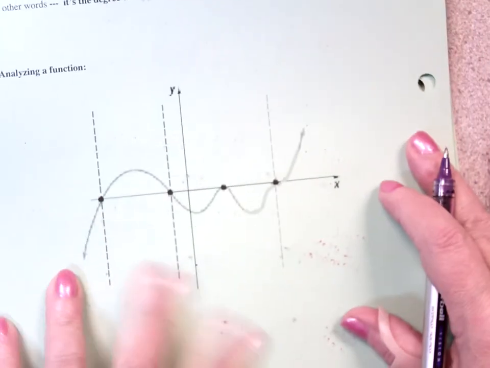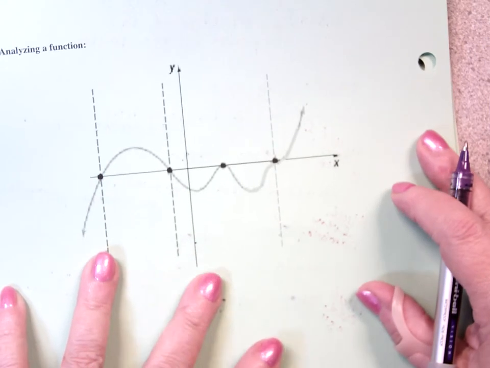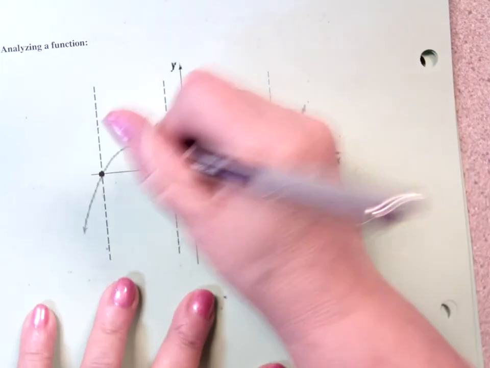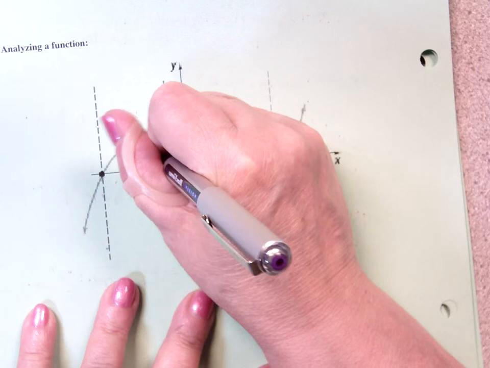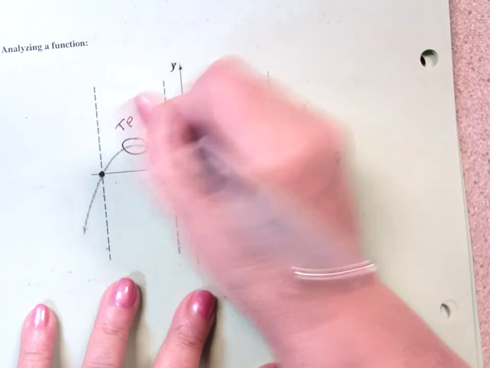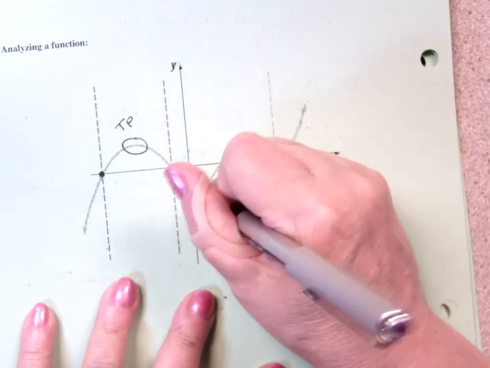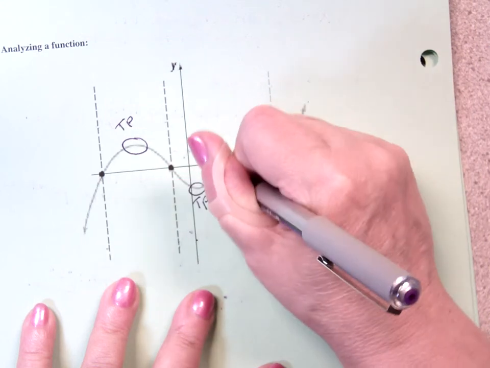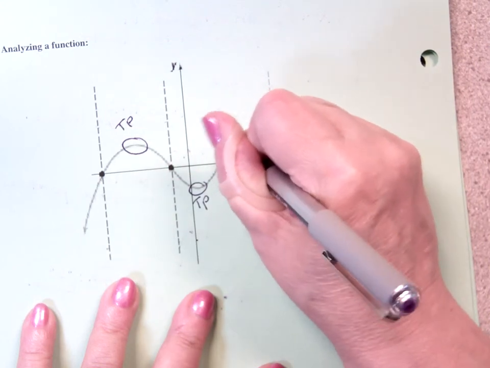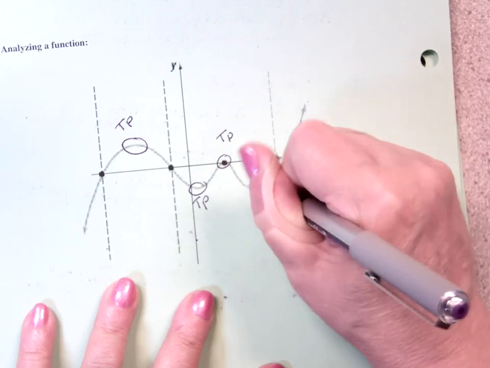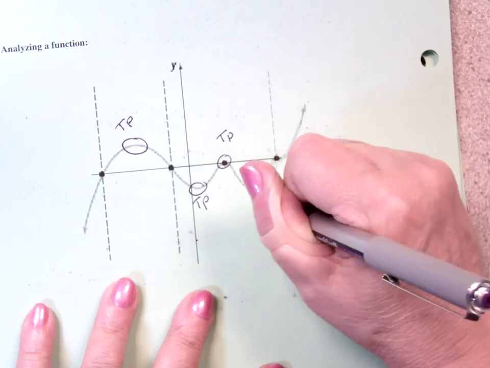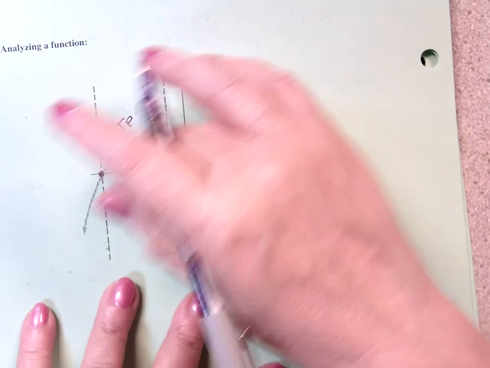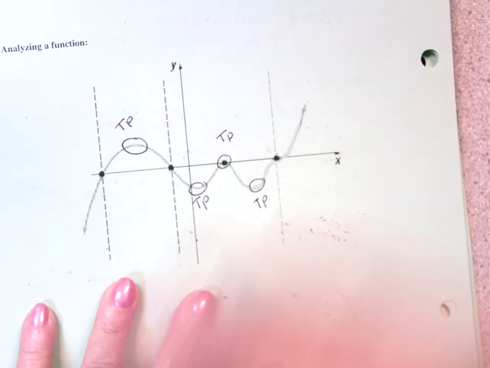So if I look at this function, there's a turning point. There's a turning point. There's a turning point. There's a turning point. They're hills or valleys. This guy has 1, 2, 3, 4 turning points.